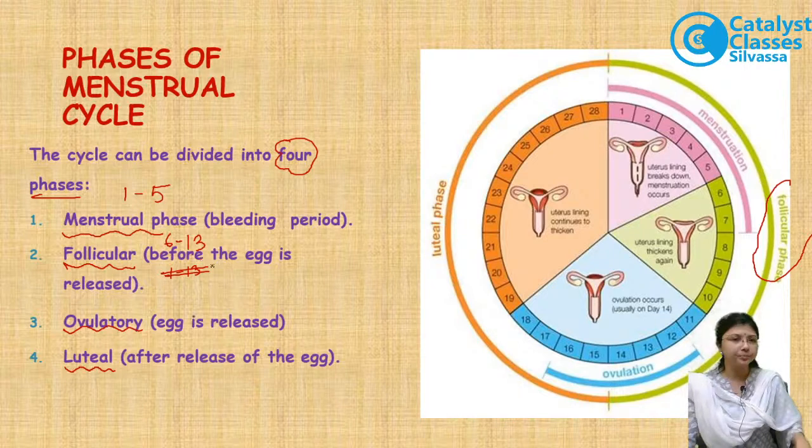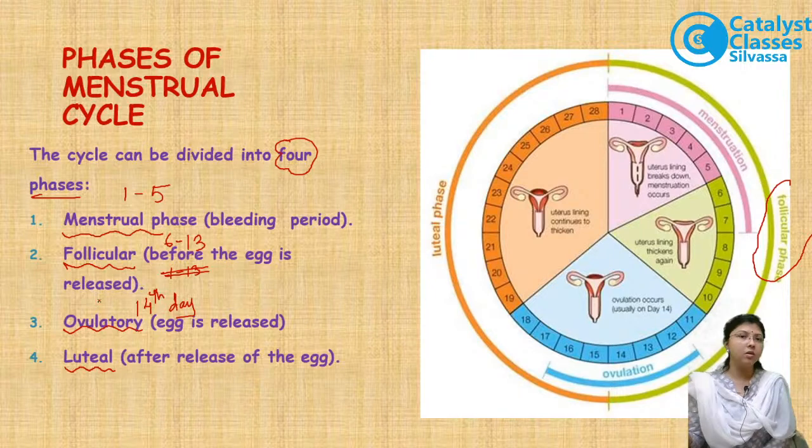Exactly on the 14th day, ovulation, that means the ova, secondary oocyte will be released from the ovary, and that phase will be termed as the ovulatory phase. The process is said to be ovulation. Students, आप लोगों को समझ में आ रहा है what I am trying to say? If not, please mention it in the comment box.